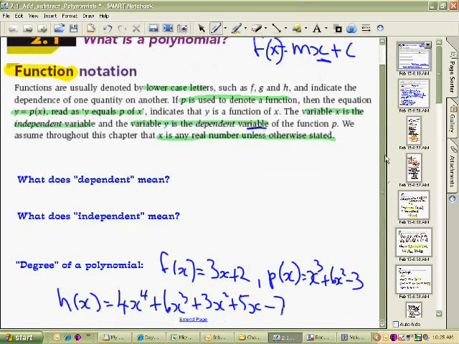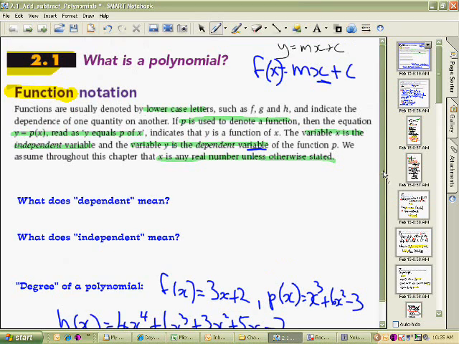So some examples of that are down here, where we could write f of x, the function of x, such that it equals 3x plus 2. We could write p of x, it's still a function of x, any letter we like, equals this here. h of x equals this here. You can think of it in terms of y, but this is just a different way of writing. So this is a function.